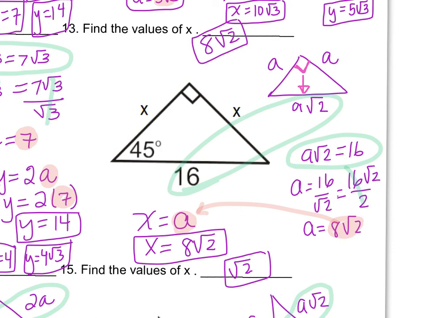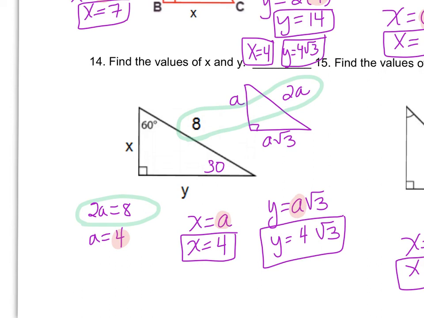And that means I need to find x here. But x is equal to a, and I already found a. So that means x is equal to a, and a is 8 square root of 2. So that would be my answer, 8 square root of 2.